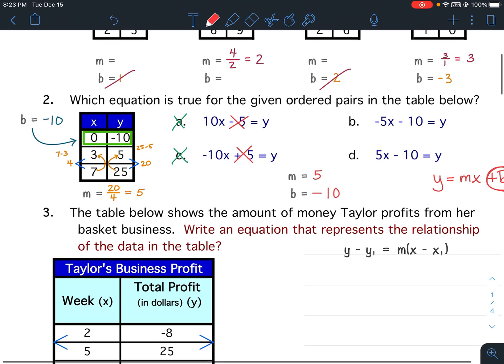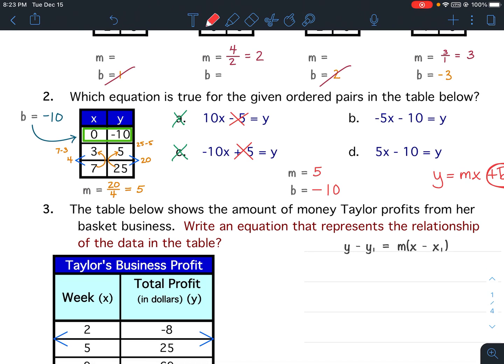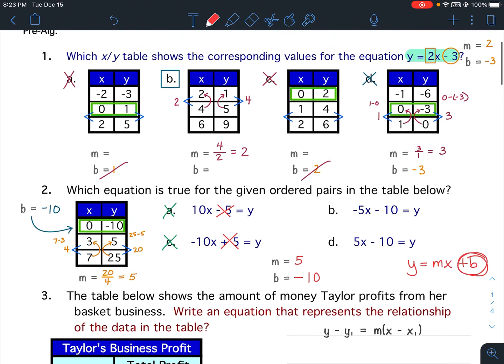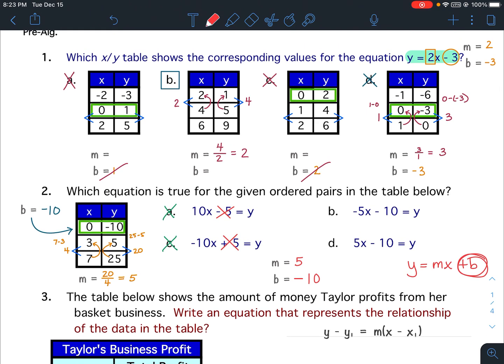So now you need to choose which is the correct answer. I know my slope is 5, my y-intercept is negative 10. You decide which is the correct answer. All right, that is it for 1 and 2.